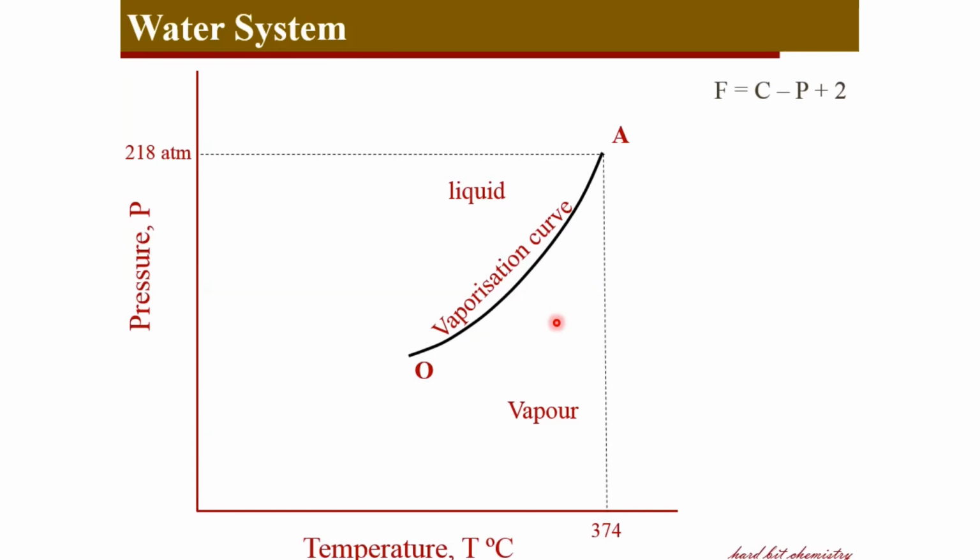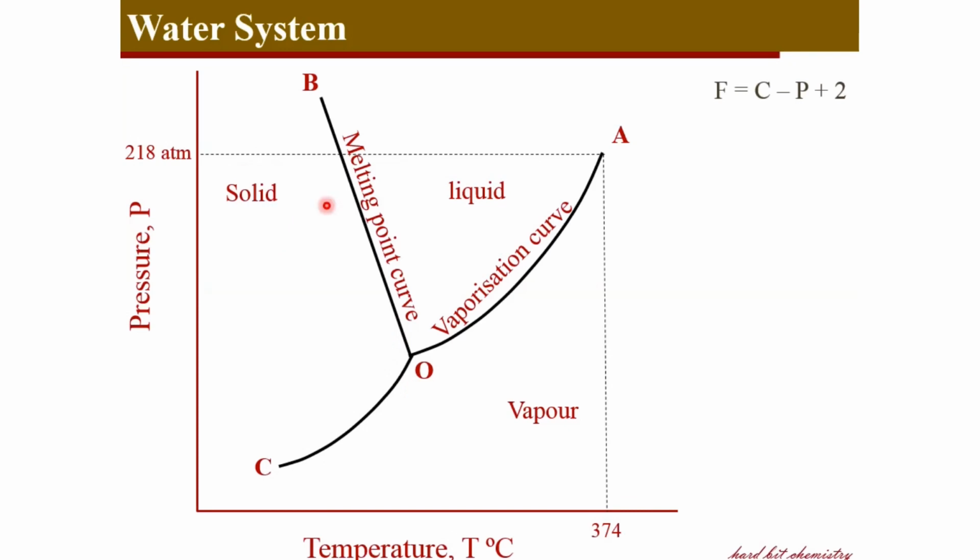At point O, you can see the appearance of solid water. Water starts to solidify, and the curve OB marks the equilibrium between solid on one hand and liquid on the other hand. So this is the melting point curve of water. On OC, the equilibrium is between solid water on one hand and vapor on the other hand. So OC is the sublimation curve. So this is the very simple form of the phase diagram of water.